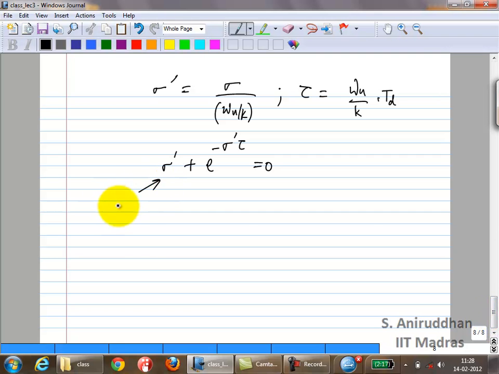Okay. So let me call this function f1. So your equation is basically f1 plus f2 is 0. f1 of sigma prime plus f2 of sigma prime is 0. So what we'll now do is we'll plot each one of these, plot the sum, and find out where it goes to 0.